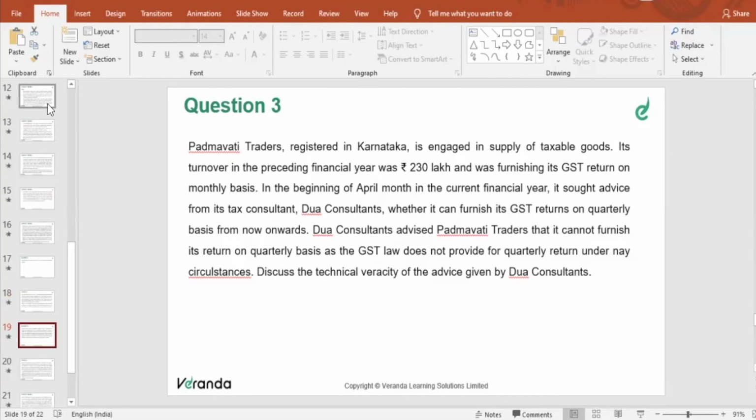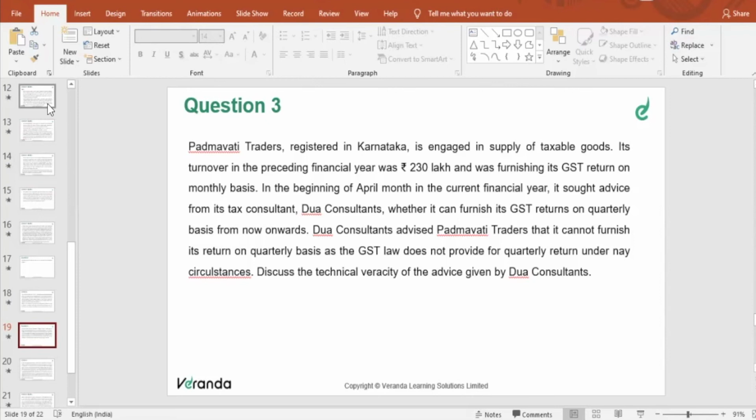Padmavati Traders, registered in Karnataka, is engaged in supply of taxable goods. Its turnover in the preceding financial year was 230 lakhs, and it was furnishing its GST return on a monthly basis. Okay, 2.3 crores on a monthly basis. In the beginning of April in the current financial year, it sought advice from its tax consultant, Dua Consultant, on whether it can furnish its GST returns on a quarterly basis from now onwards. Okay, quarterly basis they wanted to file returns.